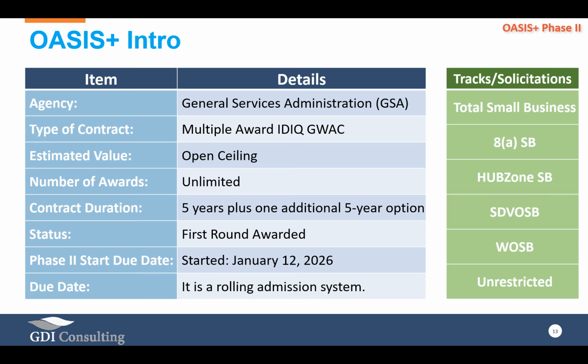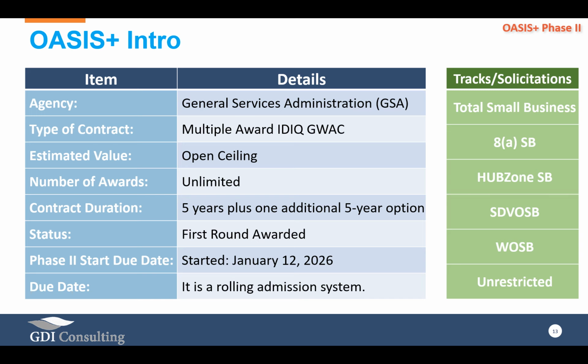Contract duration is 5 years plus 1 additional 5 years. You can think of it as an overall 8 years now, because we are nearly 2 years into it, or less than 2 years actually. The first round was awarded. Phase 2 officially started January 12th, 2026. And it's a rolling admission system, so there's no specific due date. Obviously, the sooner you can get on it, the better, because then you can participate in the task orders that are out there.